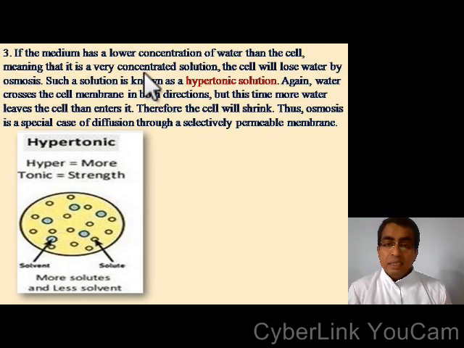If the medium has a lower concentration of water than the cell, meaning that it is a very concentrated solution, the cell will lose water by osmosis. Such a solution is known as a hypertonic solution. Here you can see more solutes and less solvent.